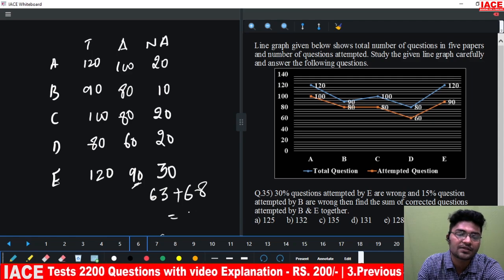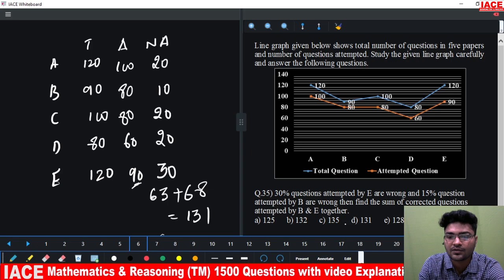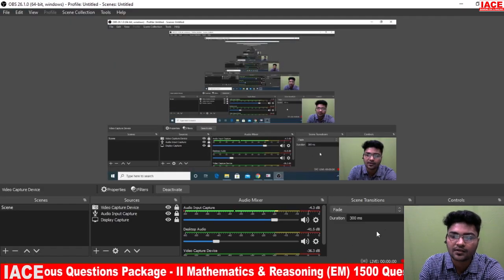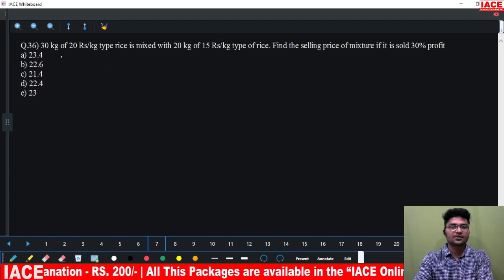Now 63 plus 68. This gives us how much? 131. 131 means option D is our correct answer. Next question. Question number 36. What do we have?